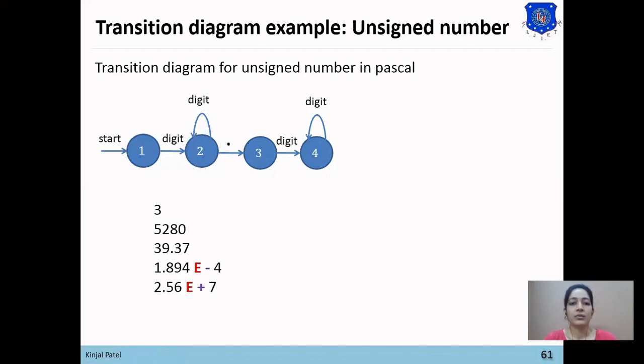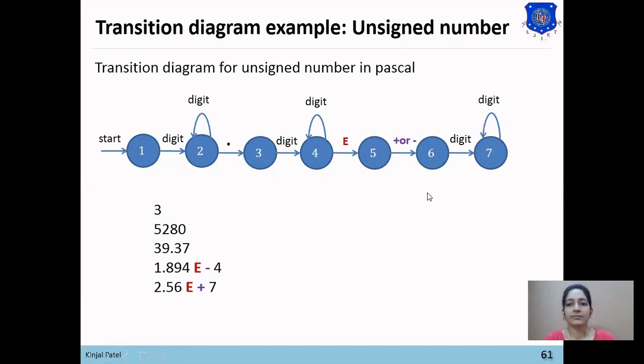Now we want to represent the exponential number. For that we will directly add the E symbol for exponential as a transition. Now exponential means e raised to -4 or e raised to +7. So plus or minus will be represented as a transition label, and then from 6 to 7 there will be a digit, such as 4 or 7. Now there can be more than one digit, so we'll represent it as a self loop.